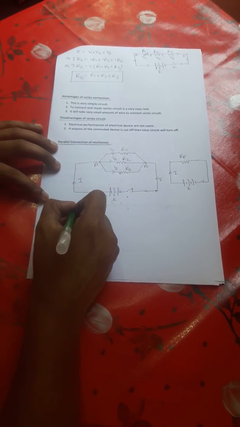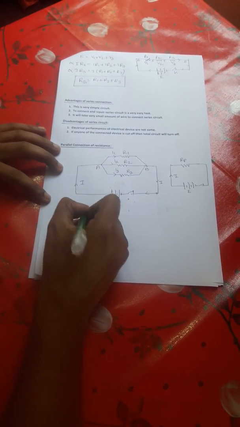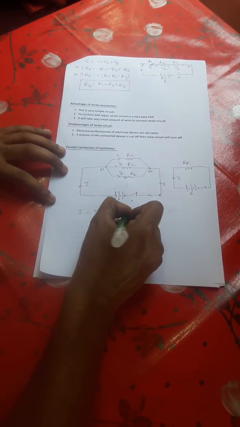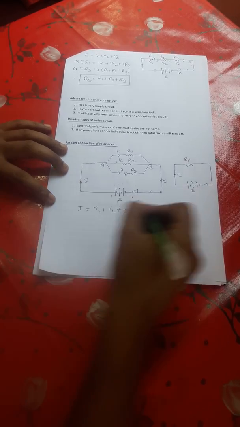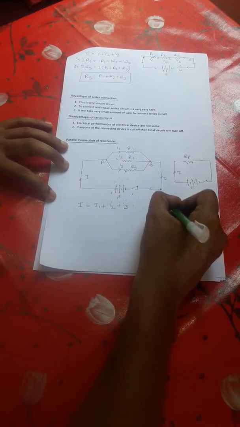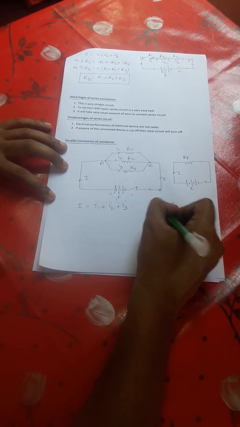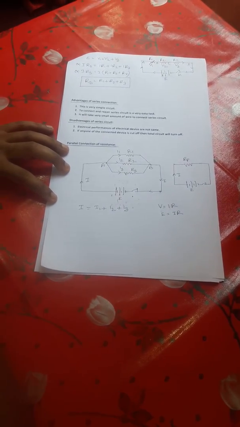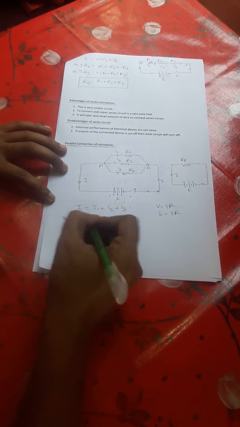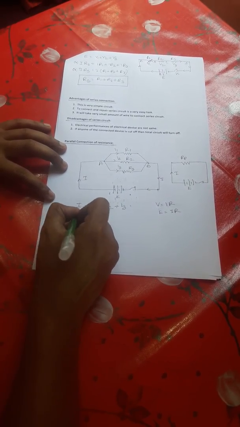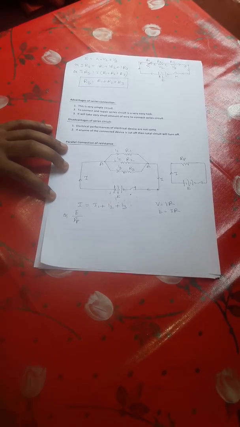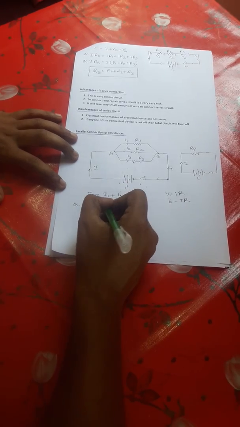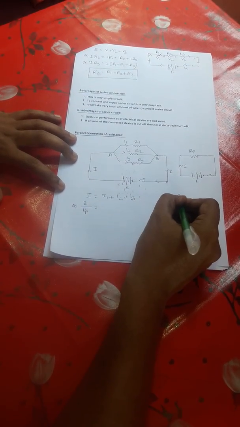So from this device you can easily say that electric current will divide into three parts: I1, I2 and I3. According to Ohm's law, V equals I into R, or E equals I into R. So if I apply E equals I into R, then I will equal E divided by Rp, and then I1 will equal V divided by R.